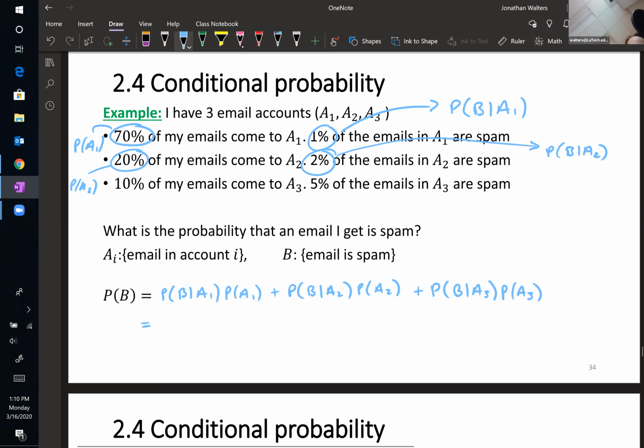So what's going to happen is we're going to get probability of B given A1 is 0.01 times 0.7, plus B given A2 is 0.02 times 0.2, plus 0.05 times 0.1, which is going to be 0.016. So about 1.6% of the emails that I get are spam.